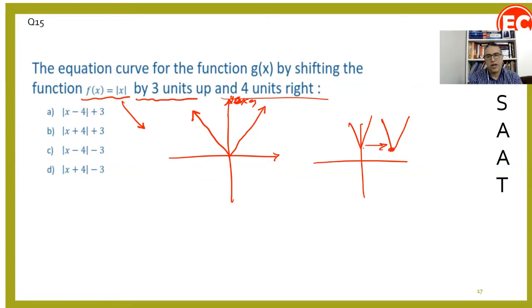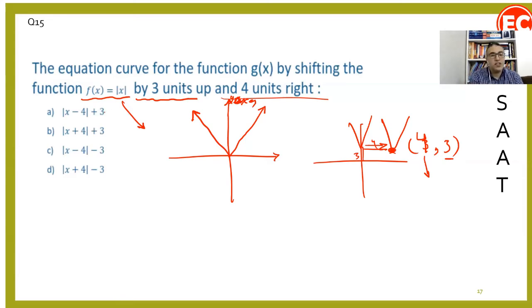When I shift 3 units up and 4 units to the right, it seems that the vertex here will be 3 and 4. No, 4 and 3. So the change on x will be 4, but the change of y will be 3. This is called transformation of a function.